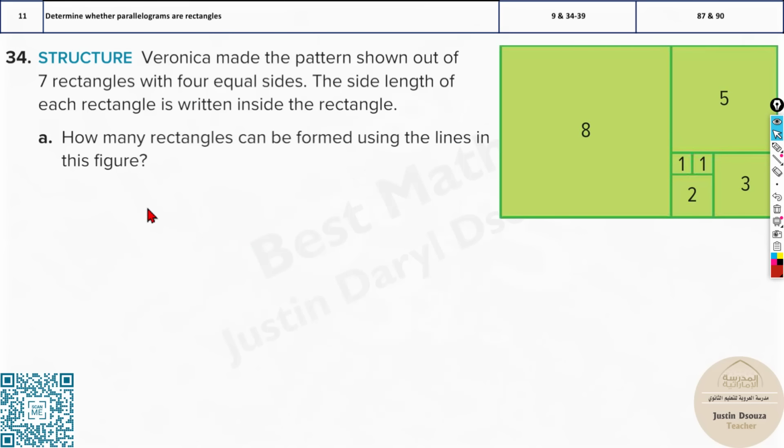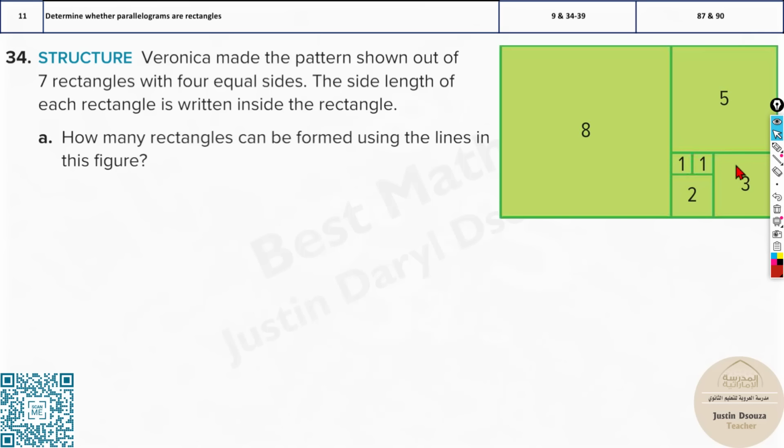We have an interesting problem here. It's about the structure over here. Veronica made the pattern shown out of 7 rectangles with 4 equal sides. The side length of each rectangle is written inside the rectangle. So here, now 4 are equal sides. You can see there are some equal sides.